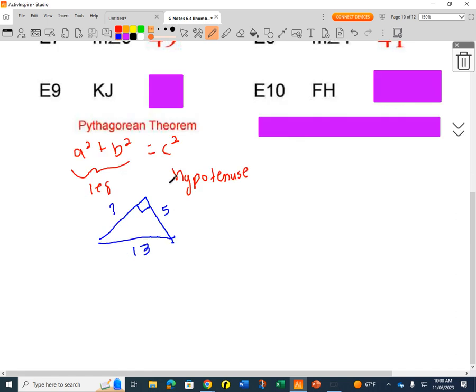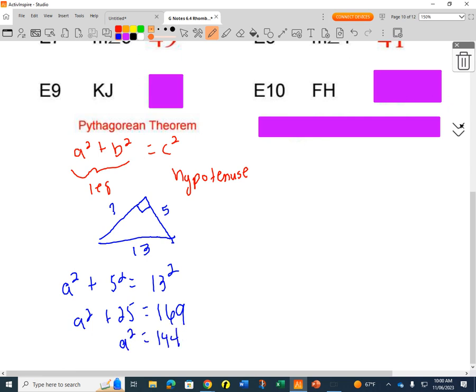So now we're going to plug into the Pythagorean theorem. We can call the leg we don't know A. So a squared plus, remember the legs are the sides that form the right angle, plus 5 squared equals the hypotenuse squared. So a squared plus 25 equals 169. If I subtract 25 from both sides, I have a squared equals 144.